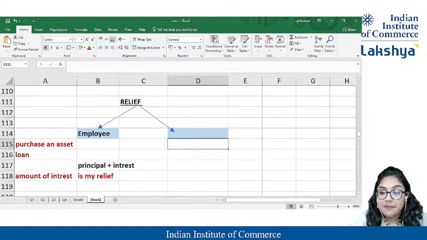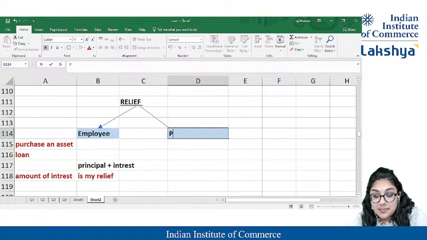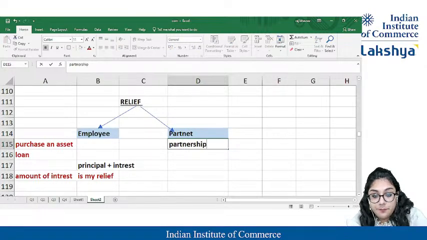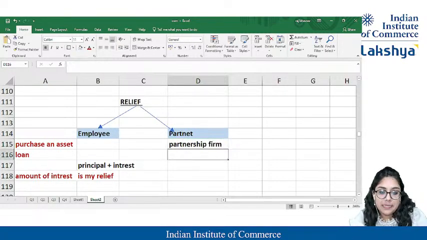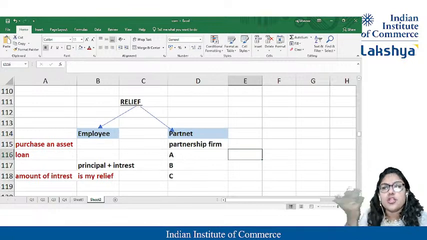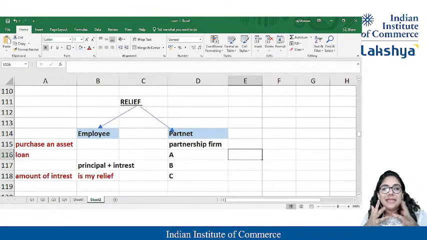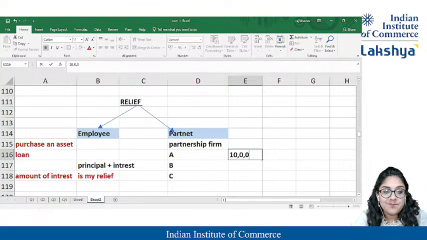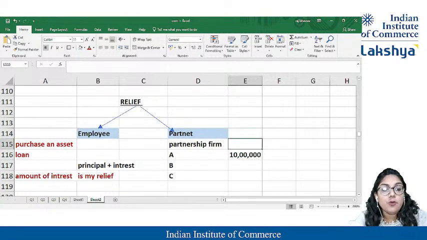For example, if I am a partner, not an employee, if I am a partner in what, guys? A partnership firm. Okay, let's say Mr. A, Ashwini, A, B and C, three are partners. If I want to contribute, like partners normally have to contribute to the capital. Let's say I want to contribute 10 lakhs.